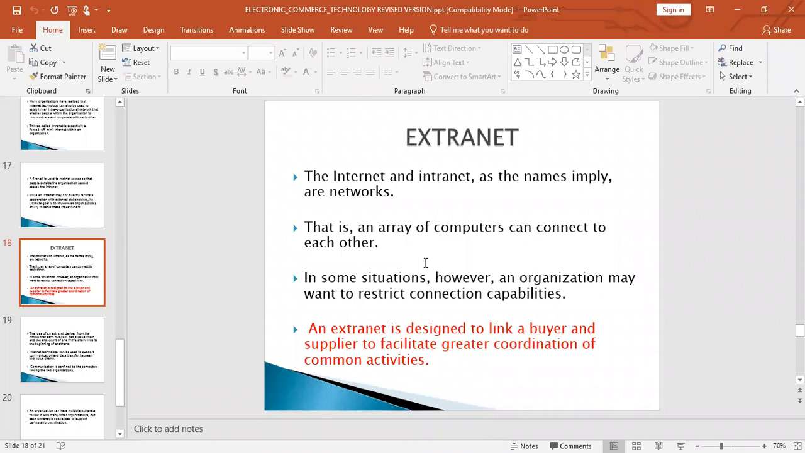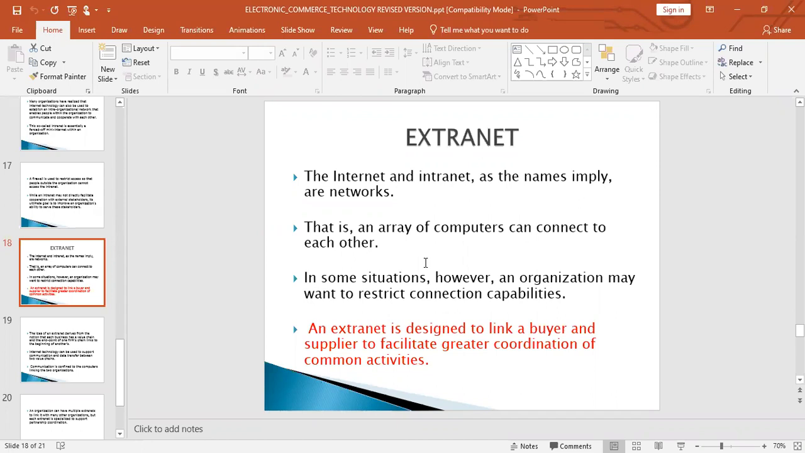Now, I said that the extranet, unlike the internet and the intranet, allows for communication between the organization on one side and some defined group of people outside the organization. The defined group of people outside the organization can be the organization's customers, their suppliers, their business partners, etc. What is important here is that the people at the other end of the communication should be outside the organization and they should be defined.